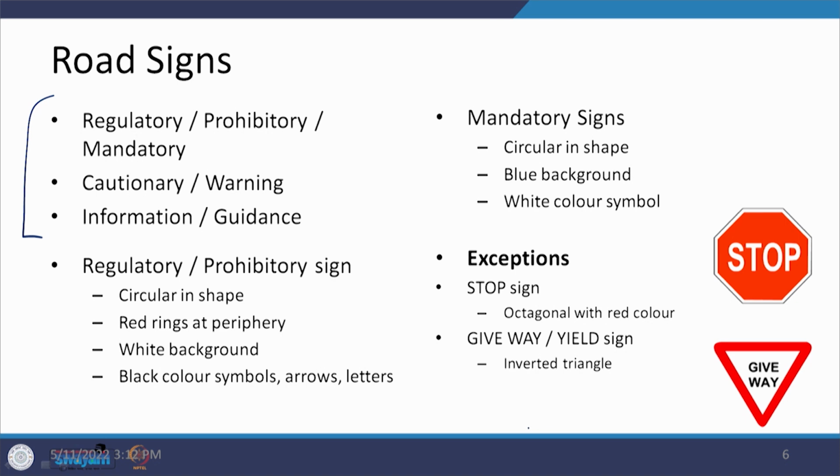The first category again has three types of signs: they are either regulatory in nature, prohibitory in nature, or mandatory in nature. Regulatory means it tries to regulate the movement of traffic. Say it gives the directional movement: you have to take left because the road is being closed further. So, take left here, that is the sort of regulation we are looking at.